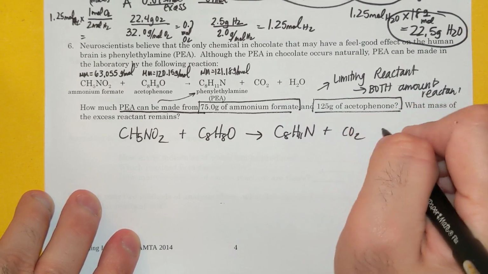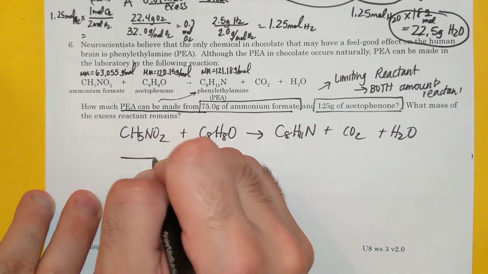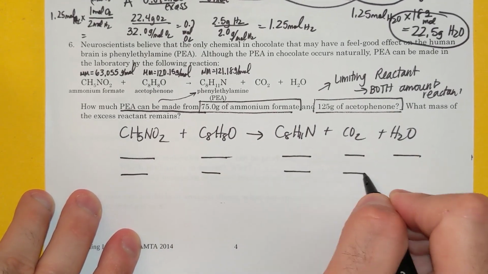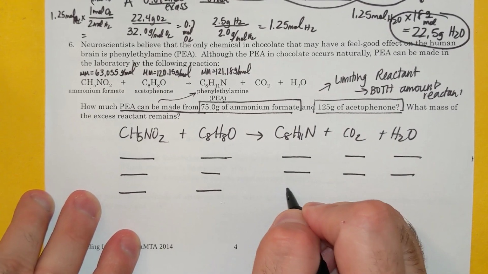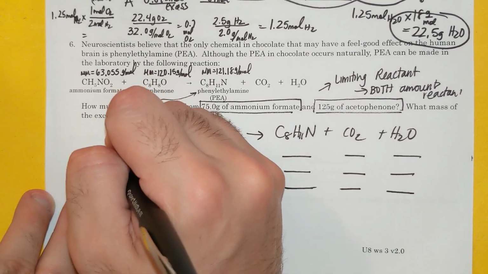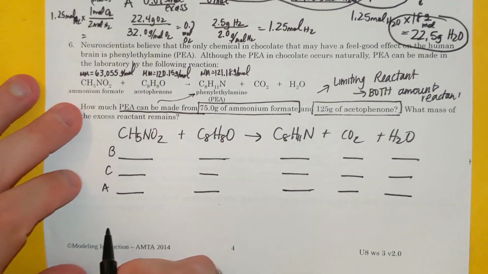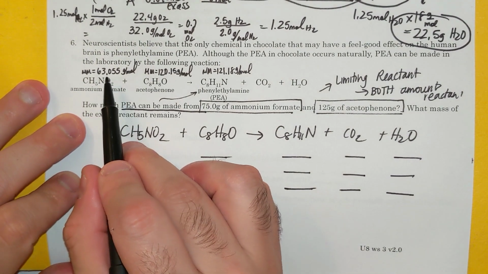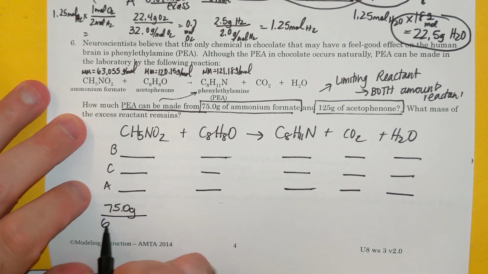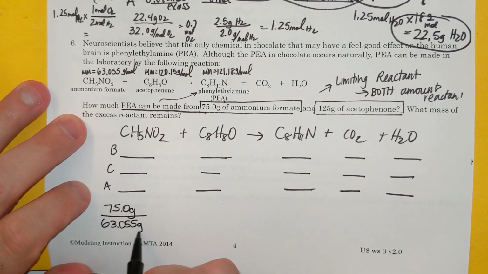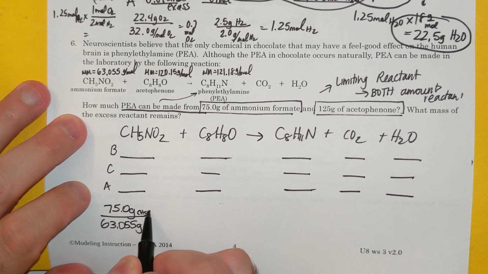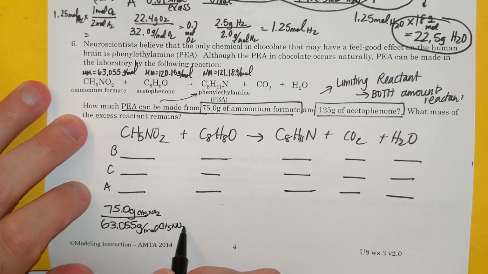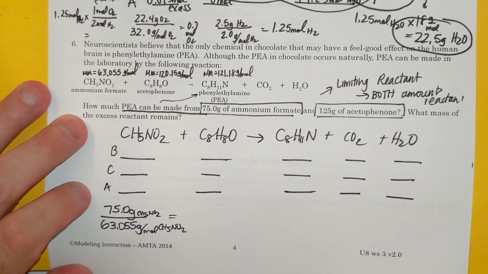C8H11N plus CO2 plus H2O. All right, so for my BCA table, I have to convert any and everything to moles. So I have 75 grams of the ammonium formate, and the molar mass I looked up was 63.055 grams per mole, CH5NO2. Remember, grams divided by molar mass is equal to moles.